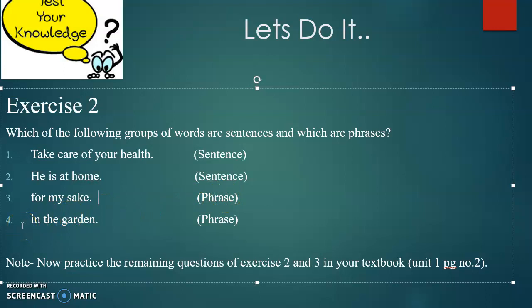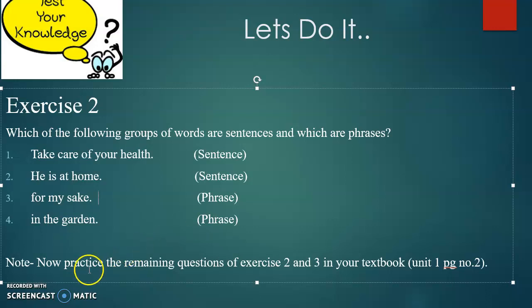We can see in 4 also, in the garden. If we make a meaning for this, we are not getting a good sense. It is not starting with a capital and not ending with a full stop. And it also does not have a verb. It means it is also not a sentence. It is a phrase. Now students, all of you understood what is a sentence and what is a phrase.